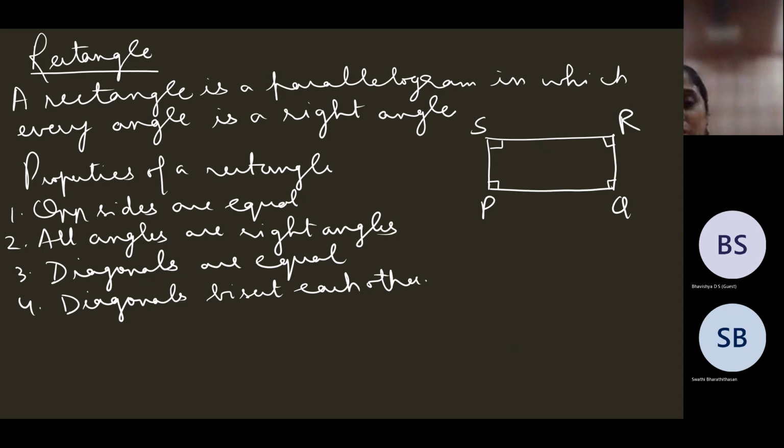All the properties of a parallelogram also will be here. Opposite sides are parallel. So here, opposite sides are equal in a rectangle. All angles are right angles. Every corner is a right angle. Diagonals are equal and diagonals bisect each other.